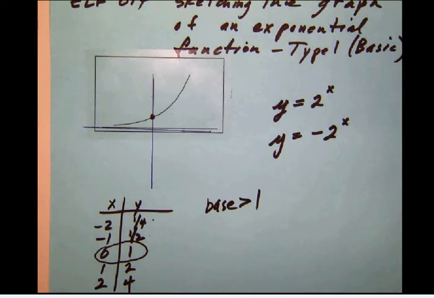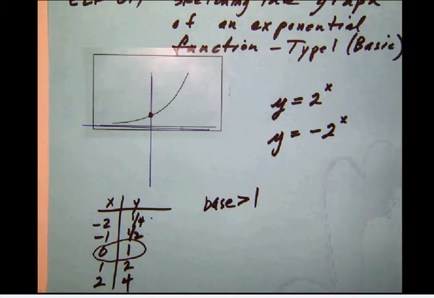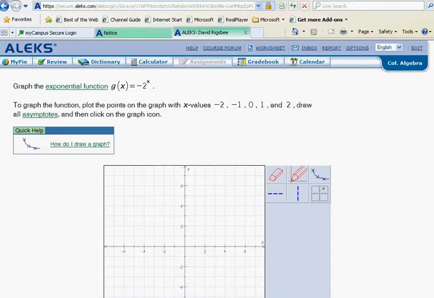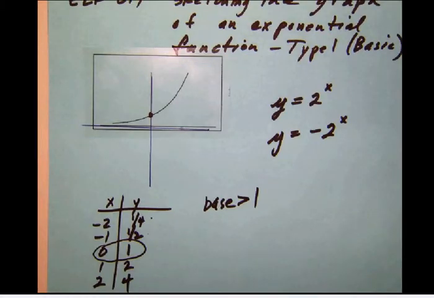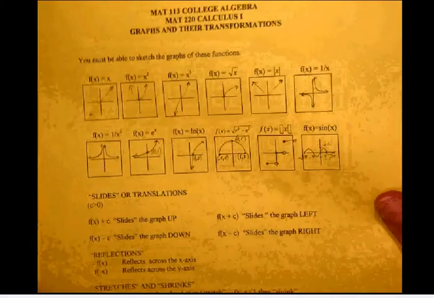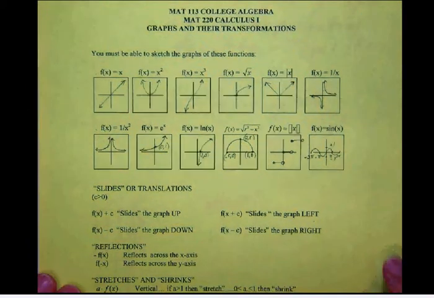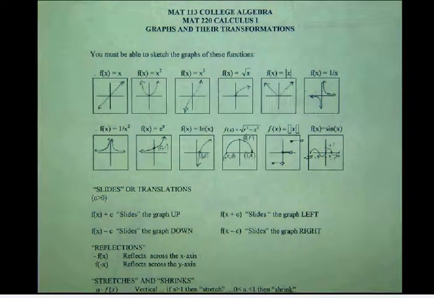Now, the problem that ALEKS has asked us here, let's look at this one, is negative 2 to the x. Well, what I can do there is I'll instantly know what that graph is going to look like, because I've been through the transformations. So let's go over here quickly and review the sheet of transformations. This sheet is available to you in your notes section. You can print this out.